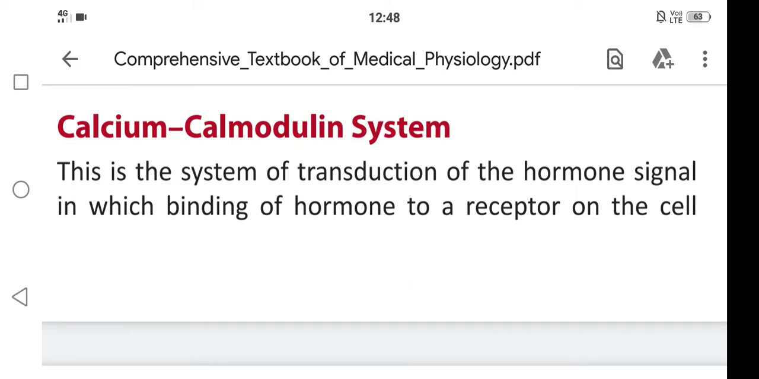Friends, how are you? Okay, today we are going to learn about the calcium calmodulin system.